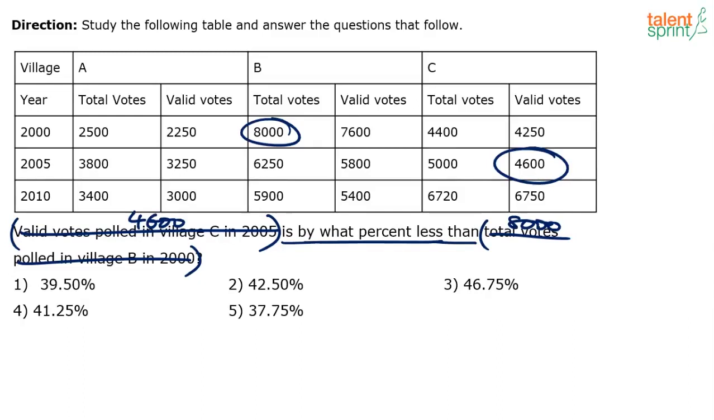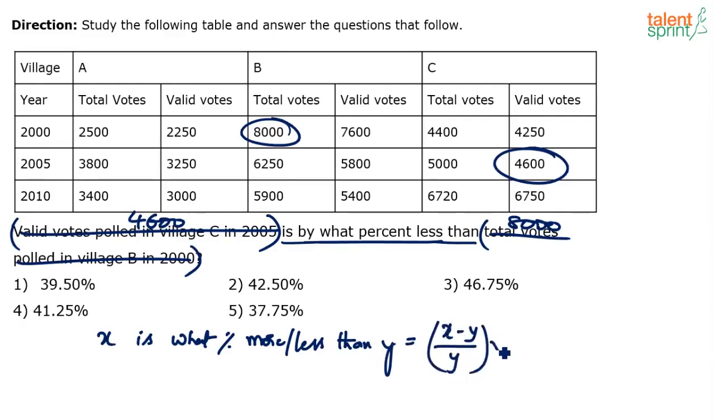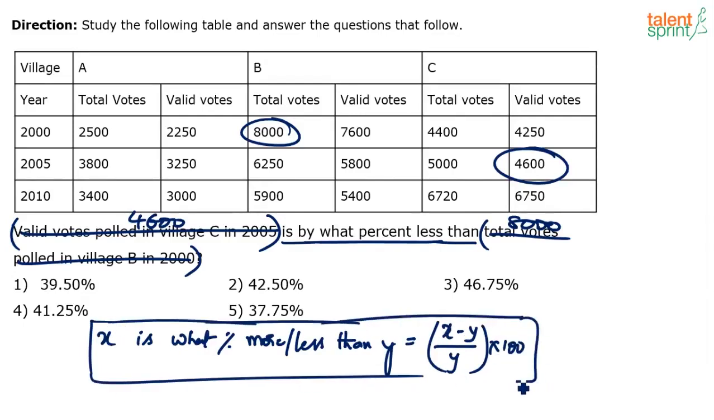So we have got the numbers. 4,600 is by what percent less than 8,000. Now this is another common question type from percentages. The previous one that we had done was X is what percent of Y. This is X is what percent more or less than Y. Here we have got less, but it can be more also. How do you solve such questions? X minus Y by Y into 100. That's the calculation. X is what percent of Y? X by Y into 100.